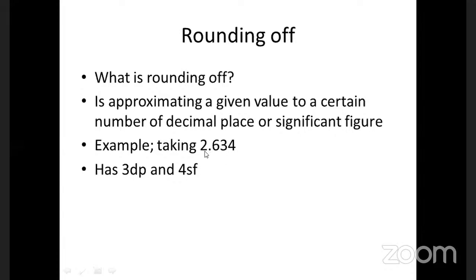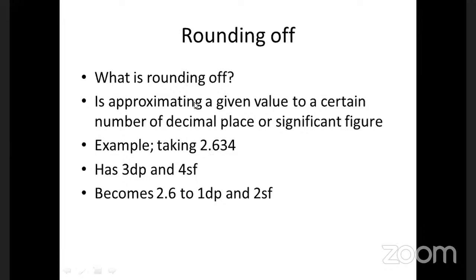But for significant figures, we shall say these ones are all significant figures. We are going to look at the concept of significant figures later on, I think in our next lesson. So this number has 4 significant figures. Now when we round this number to 1 decimal place, it will become 2.6.